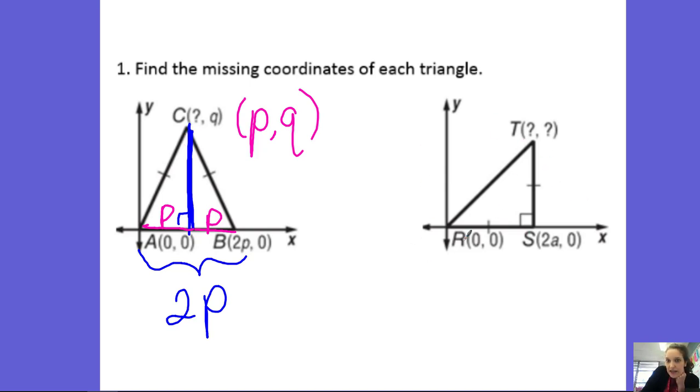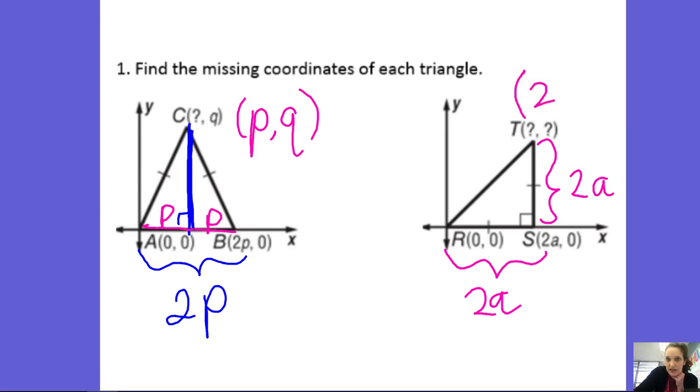On this one, notice these tick marks are telling me this is an isosceles triangle. So I want to find the length of side RS. I'm going from the origin 0, 0 to point S, which is at 2a, comma 0. So this side is 2a units, which means this side is also going to be 2a units long because it's isosceles. Those are congruent. So for the coordinates of point T, I'm going 2a units to the right and 2a units up. So the coordinates of point T are 2a, comma 2a.